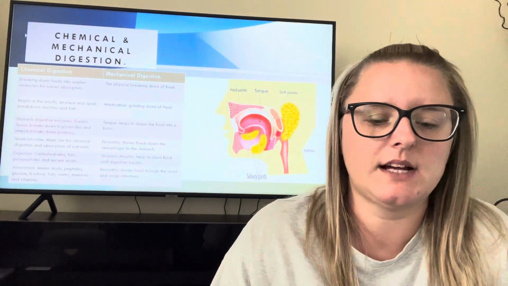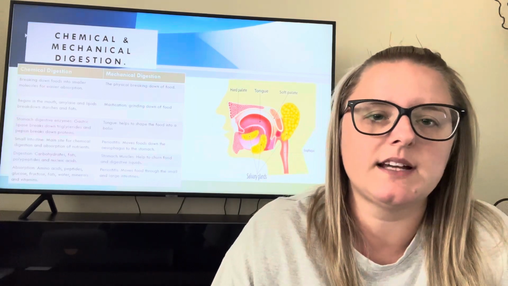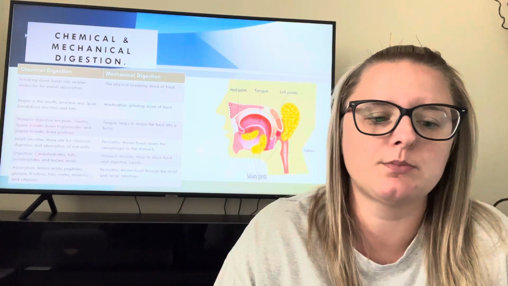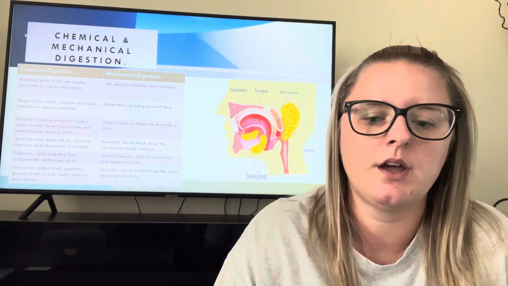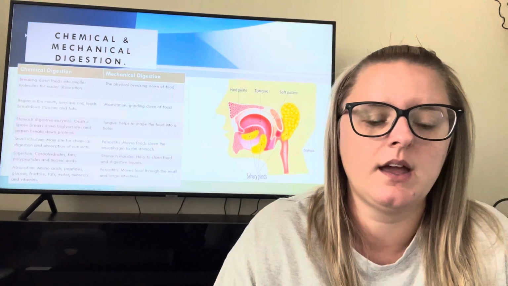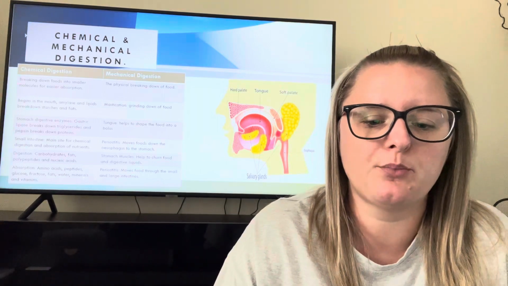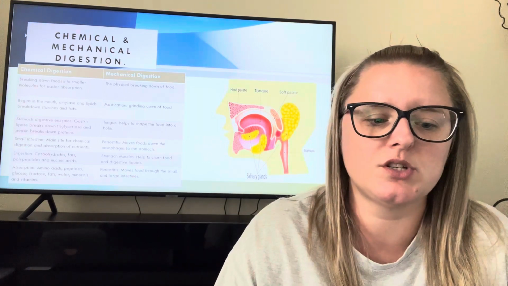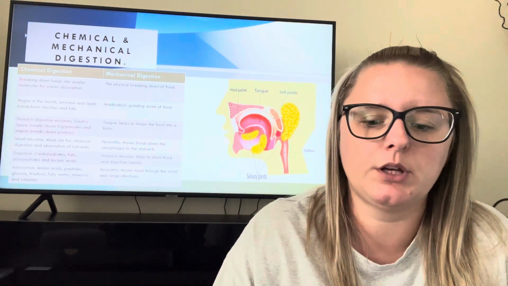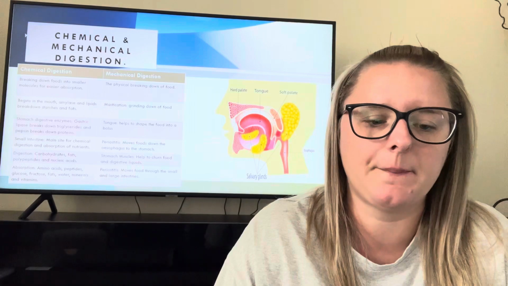Chemical and mechanical digestion. In order for the digestive system to function properly, the food must first be broken down into small, more manageable molecules. This is done by the process of mechanical and chemical digestion. Chemical digestion is a process of breaking down food into components such as carbohydrates, sugar, fats and proteins into smaller molecules that can then be absorbed into the body.